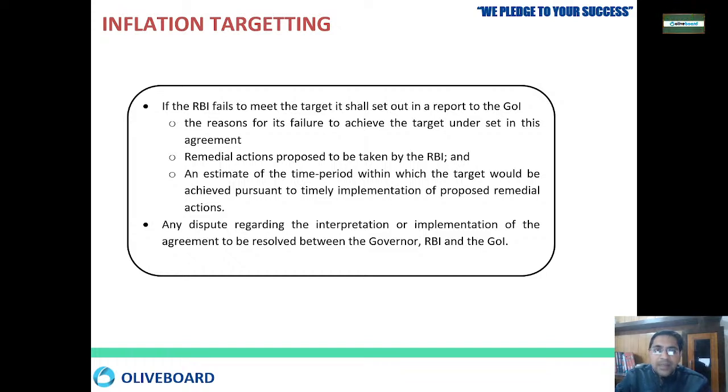Now, if the RBI fails to control the inflation, then RBI has to tell the reason, like what is the reason for the failure and how much time it will take. What is the remedial measure that you are taking in order to control the inflation? Okay, the estimated time period RBI has to say. And if there is any dispute regarding any interpretation or anything, then it will be resolved by the governor of the RBI and the government of India.